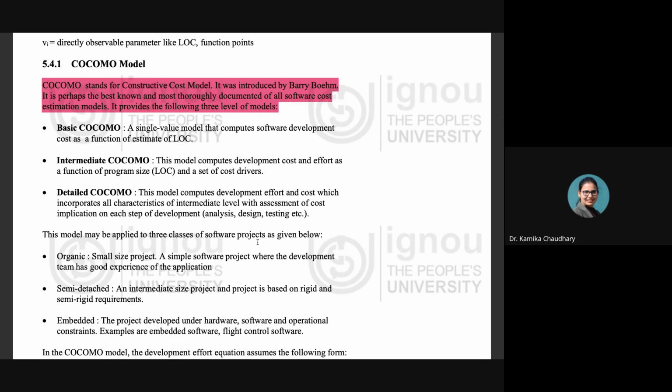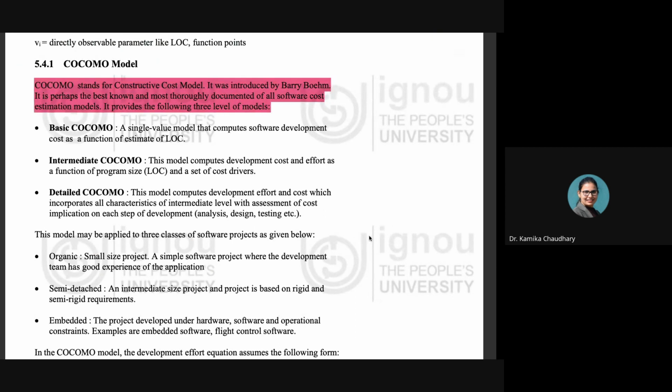Right. Now we are going to understand the 3 levels of the models. The first is my basic COCOMO model, the second is my intermediate COCOMO model, and the third is my detailed COCOMO model.